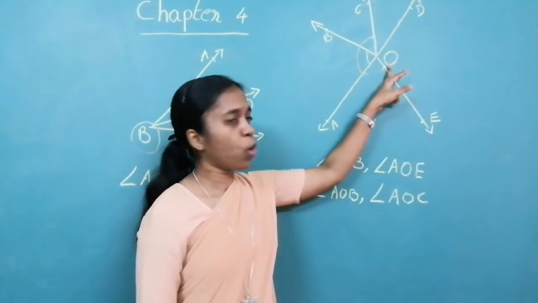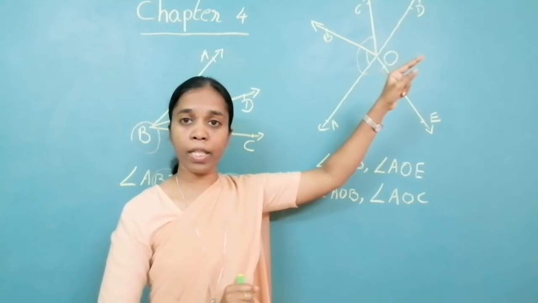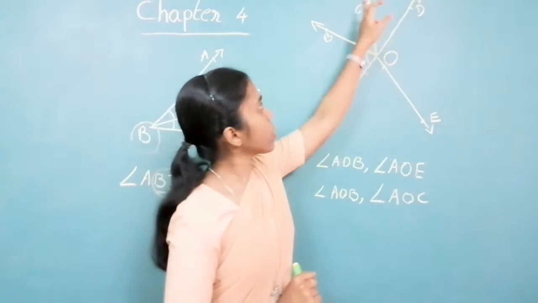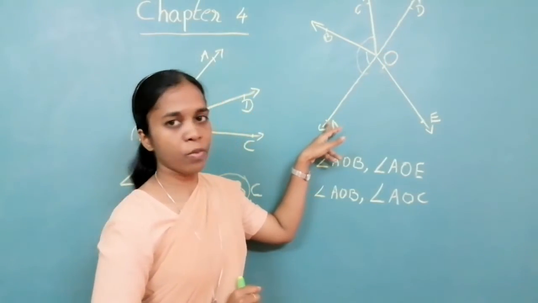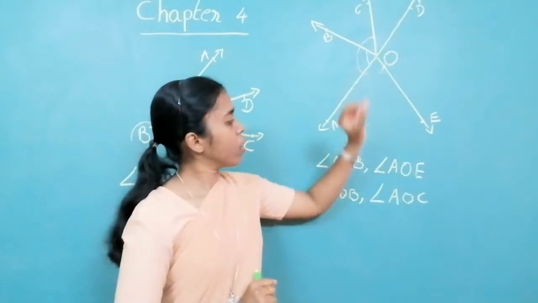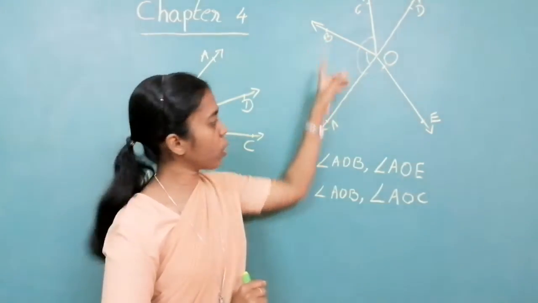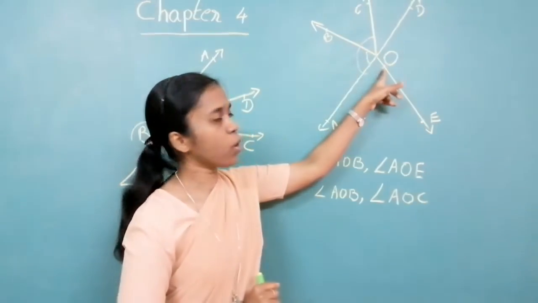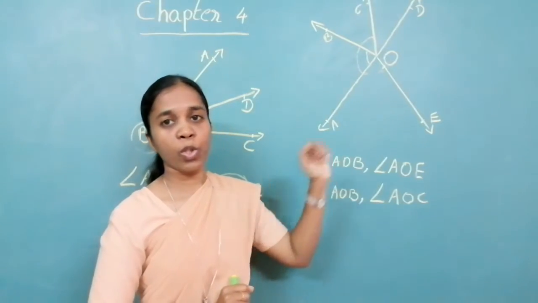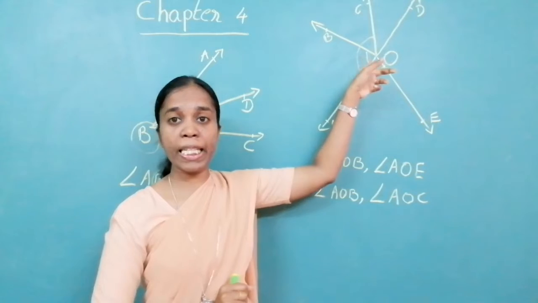Both of them have O as the vertex. So the first criteria is right. What is the second criteria? Do they share a common arm? AOC. So we are talking about this big angle. Which are the two arms? OA and OC. The next one, AOB. Which are the two arms? AO and BO. Is this AO common? No, it is not common. When you look at it, this is the common arm, which is in the interior.